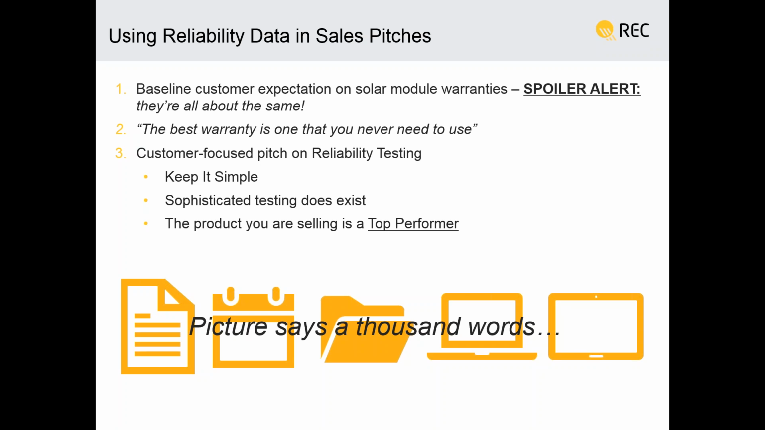But if we can show some brief graphs in the placement, like the highlighted REC from a few slides ago, just to give the end customer the confidence that we are making the right decisions in the product that they're going to trust for decades to come.